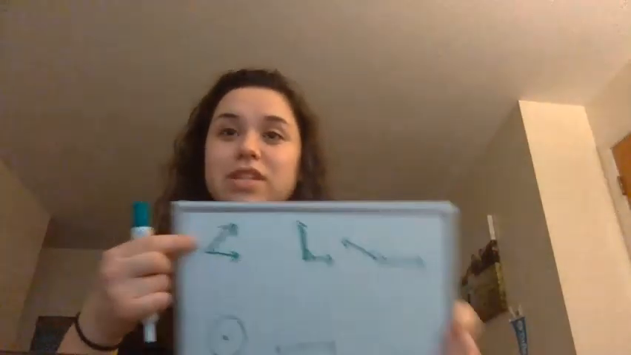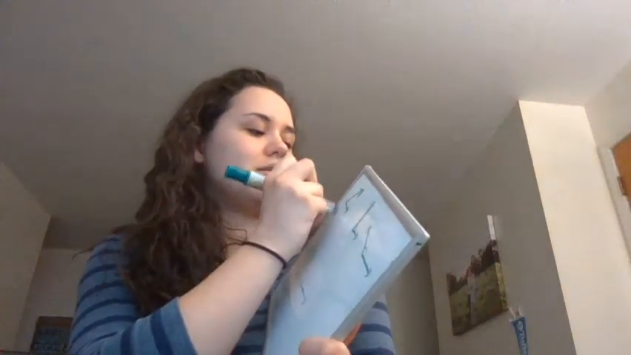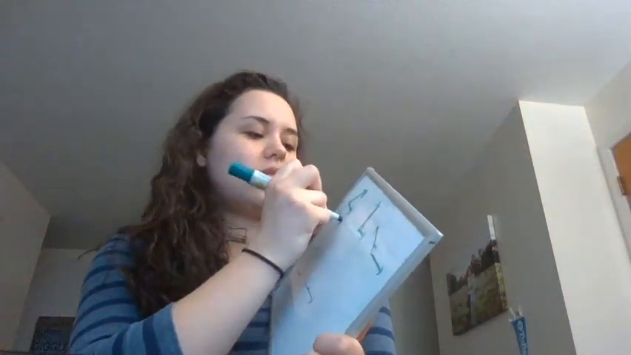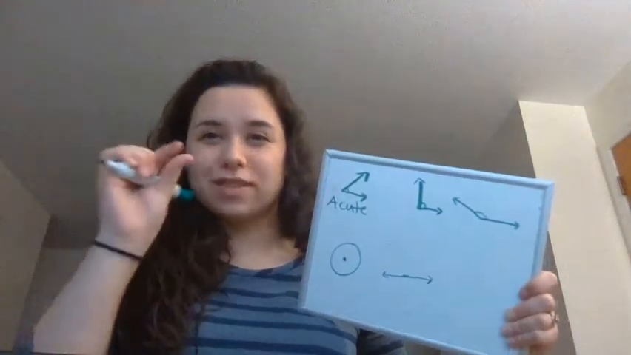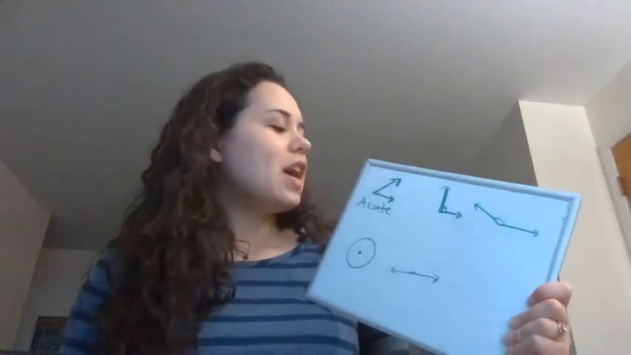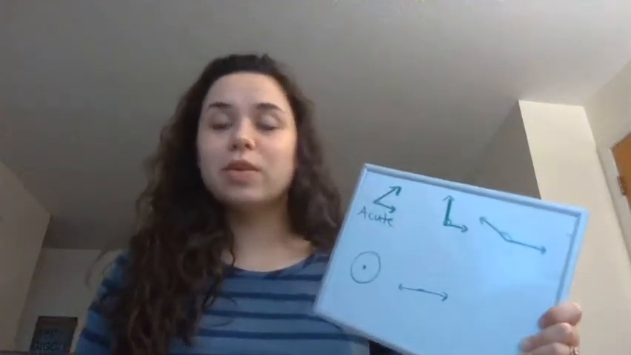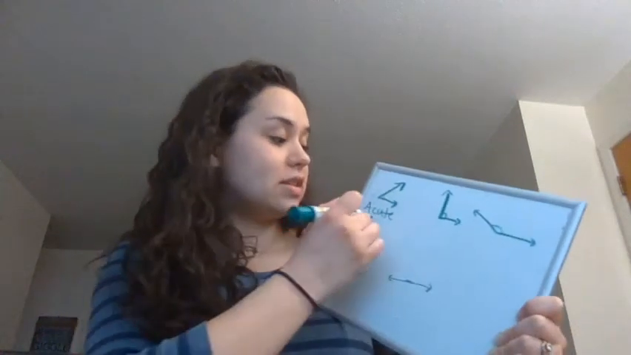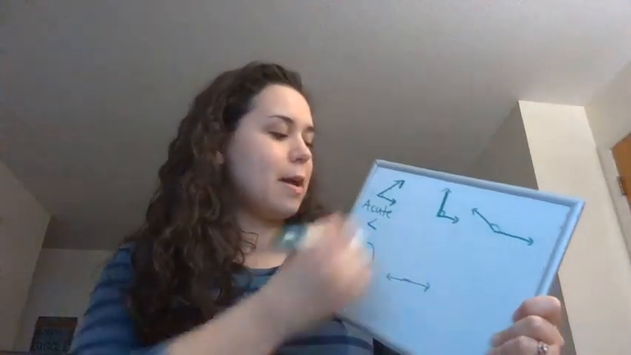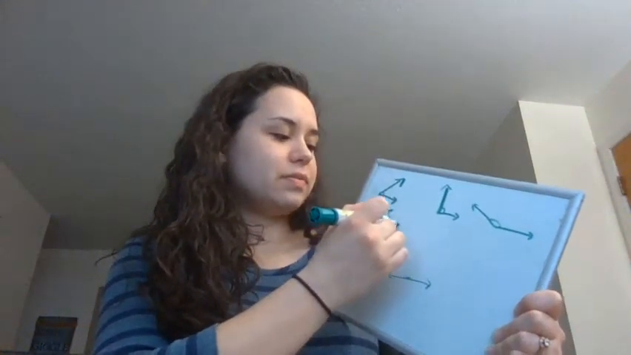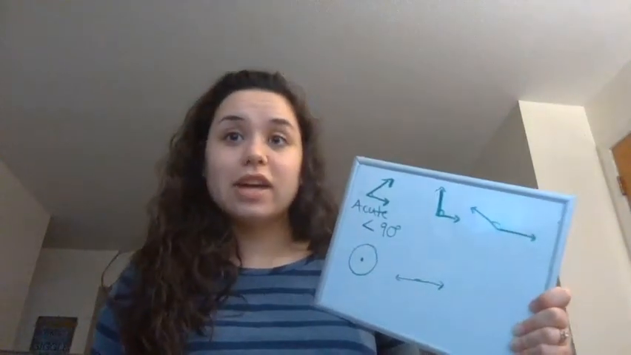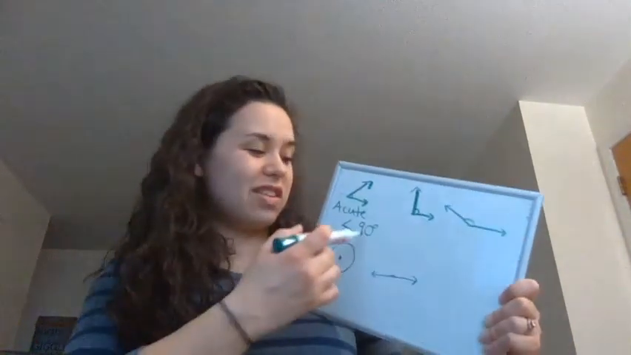This is an acute angle. So acute, we like to think of it as acute or small, because it's cute and little small. And we say that it's small or acute because it's less than 90 degrees. So I have my less than sign, 90 degrees. Now, acute angles are anything less than 90 degrees.